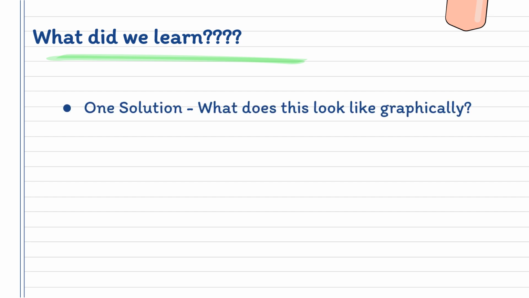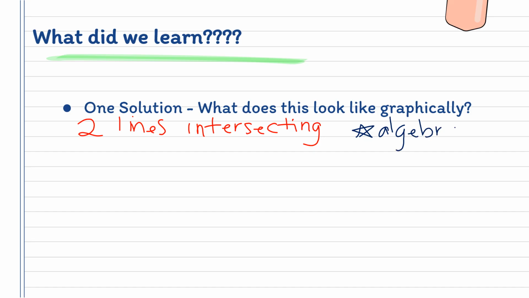Okay, so what did we learn? One solution. What does it look like graphically? We will have two lines intersecting each other. And I'm going to add a little note. Algebraically, we will have x equals some number.